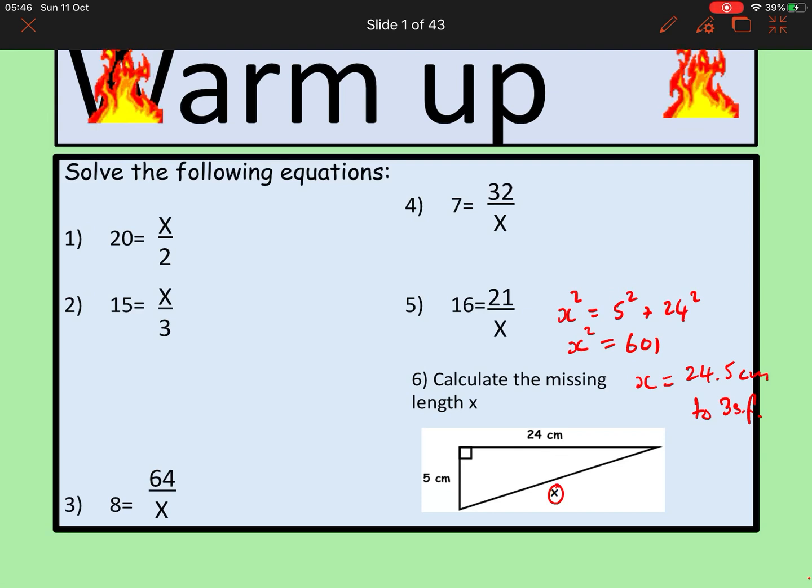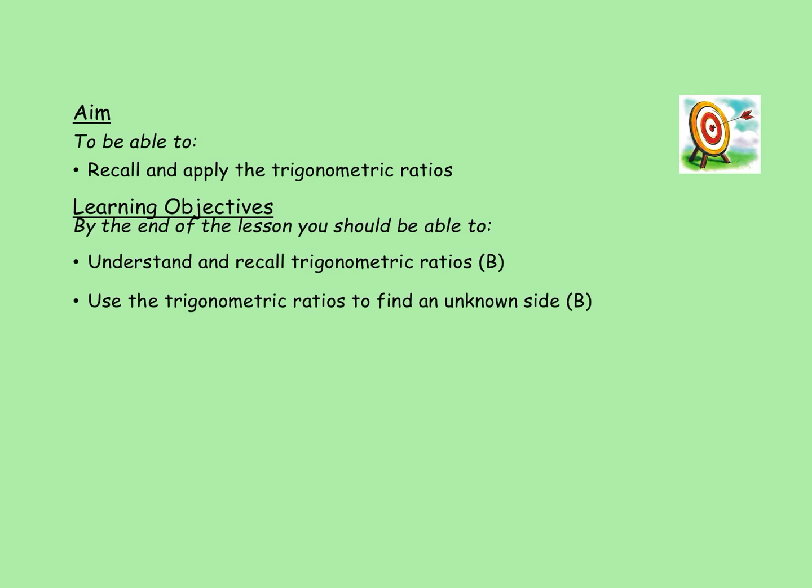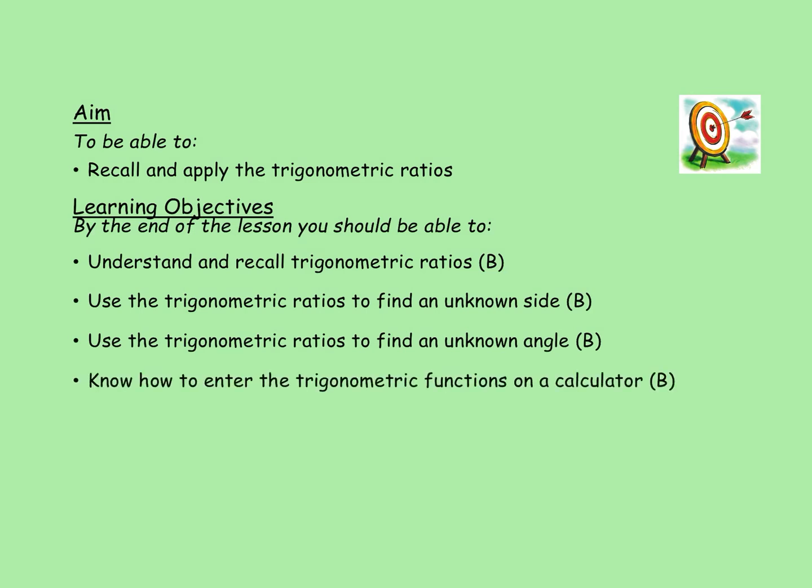And all of these little warm-up questions are to help with the topic we're going to be doing today, which is trigonometry. Okay. Now, by the end of this lesson, you're going to be able to understand all the trigonometric ratios. Don't worry if you don't know what that means just yet. You're going to be able to use trigonometric ratios to find unknown sides and angles. And we're going to learn how to do all of this on a calculator as well. And you're going to be able to solve problems with angles of elevation and angles of depression. So hopefully it will become clear what all of that means as we move forward.